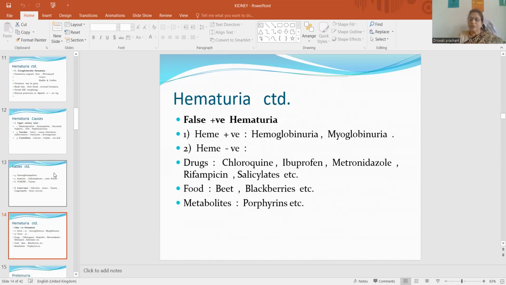Now, what is false positive hematuria? False positive hematuria may be heme positive or heme negative. If it is heme positive, it may be hemoglobinuria or myoglobinuria. For heme negative, the causes are, for example, drugs like chloroquine, ibuprofen, metronidazole, rifampicin, salicylates, etc., which may change the color of the urine like hematuria, but it will be heme negative. Foods like beet and blackberries, etc., can also lead to heme negative hematuria. And metabolites like porphyrins also make the urine look like hematuria urine.